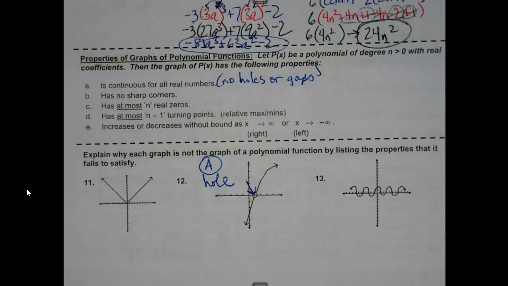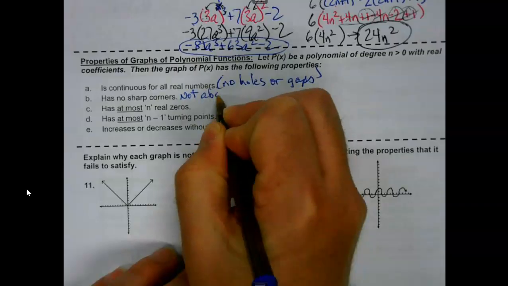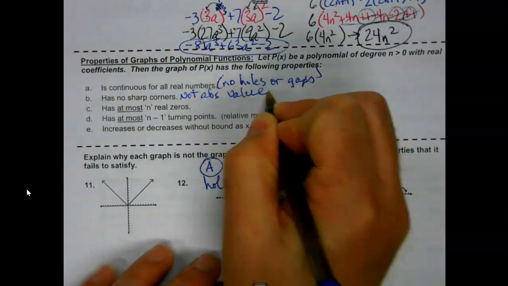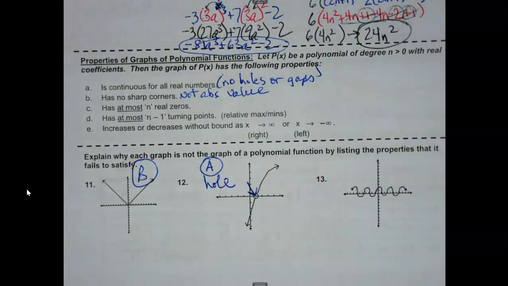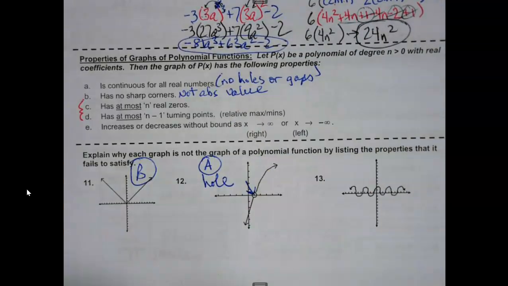Oh, we have. B: no sharp corners. You got it. No absolute value equations. They have sharp corners. Now, this last part, C and D, is more to assist you in doing this quickly than anything else. Has at most n real zeros and at most n minus 1 turning points. Okay.